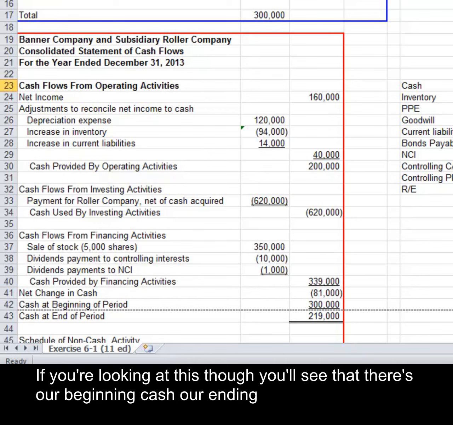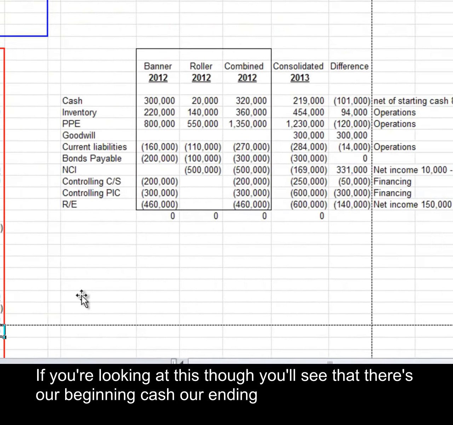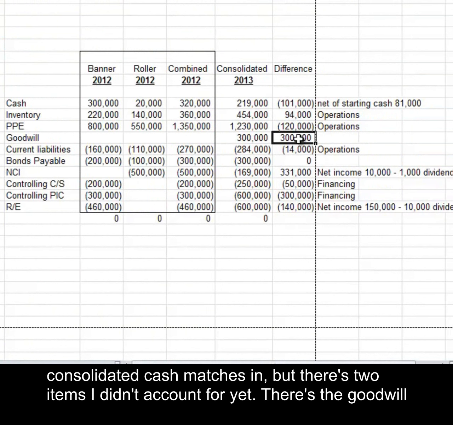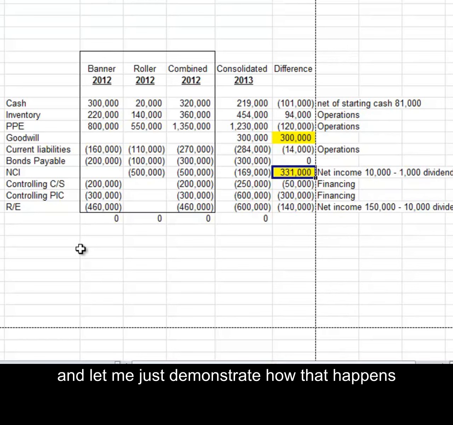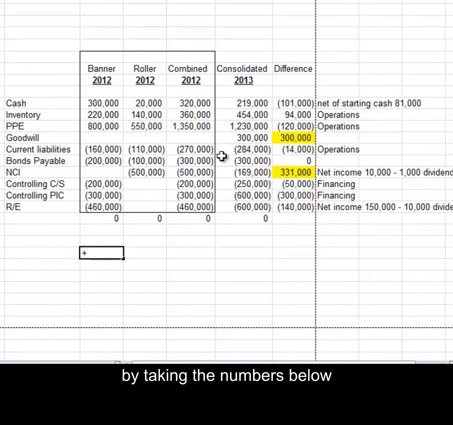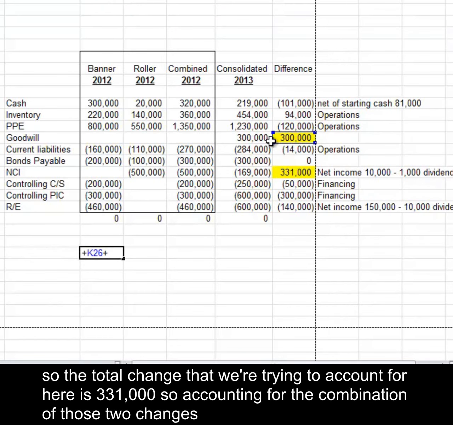If you're looking at this though, you see that our beginning cash and our ending consolidated cash match in, but there's two items I didn't account for yet. There's the goodwill and the rest of this change in NCI. And let me just demonstrate how that happens by taking the numbers below. So the total change that we're trying to account for here is 331.